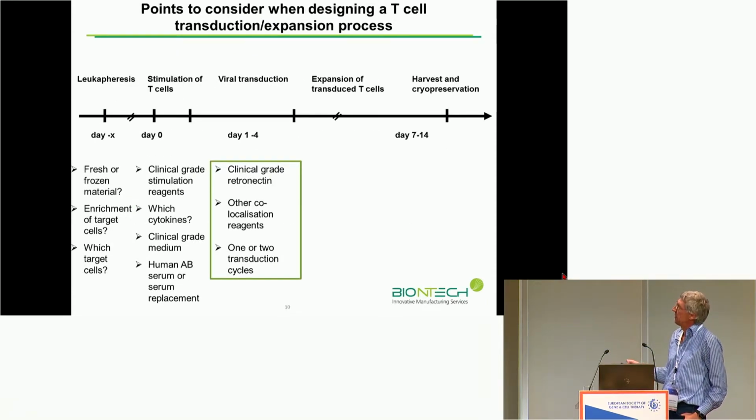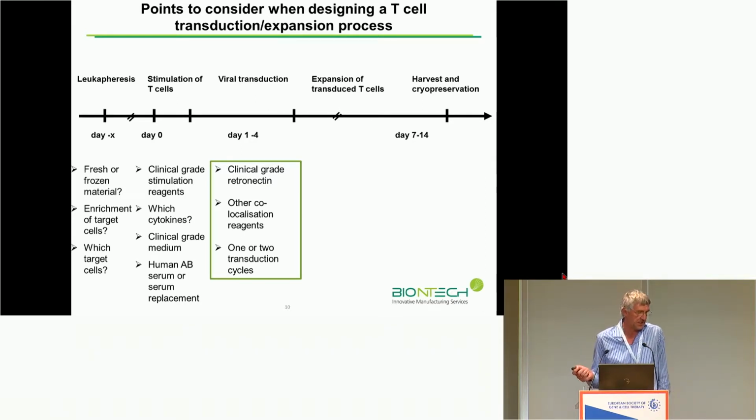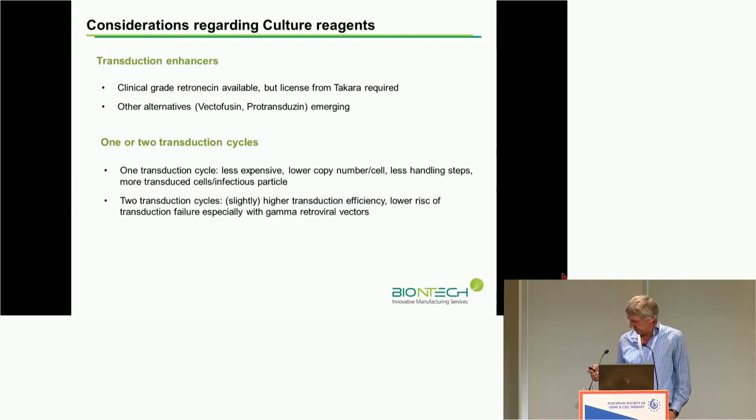Okay, we're coming to the viral transduction. That's typically done, if you're using a gamma retroviral vector, on day 3 or 4 of the process, and if you use a lentiviral vector, earlier, because they don't need cell division. With that, most people use co-localization reagents, mostly retronectin. You have to have clinical grade of this reagent, otherwise it's not possible. And then you have to decide, do you have 1 or 2 transduction cycles? Again, some consideration to this.